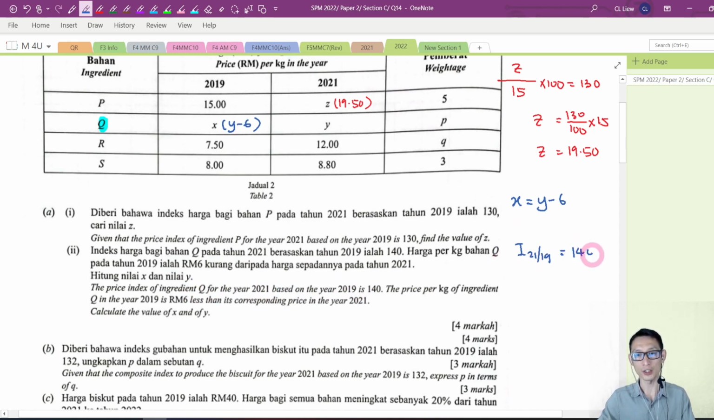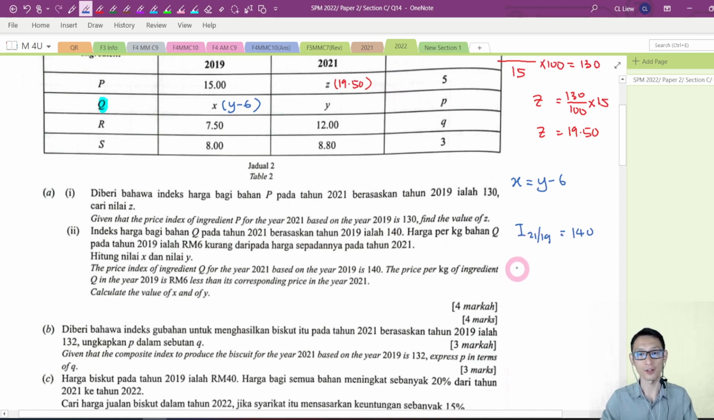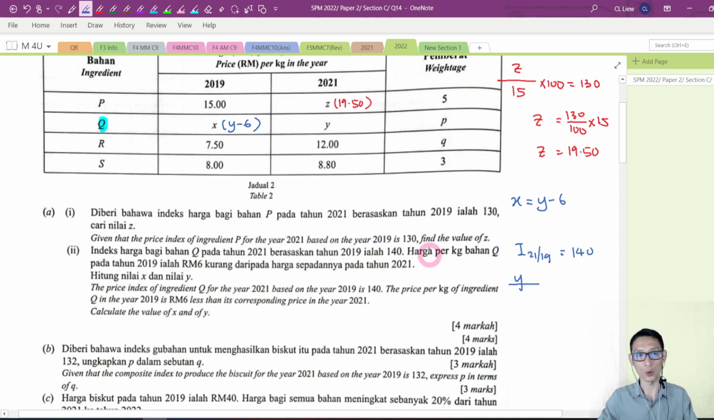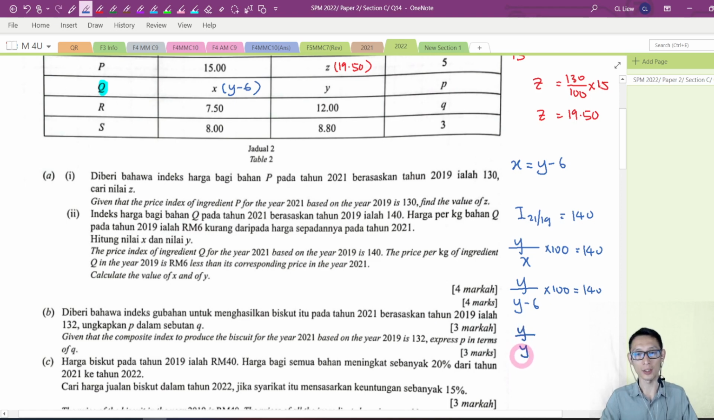This is given by the question, 140. How could we get this price index? Y over X times 100 is equal to 140, right? But now we have two unknowns over here. We don't want two unknowns to exist at the same time, so I'm going to change it to become one unknown. Since I know that X is equal to Y minus 6, I'm going to replace the X by Y minus 6. So Y over Y minus 6 times 100 is equal to 140. Y over Y minus 6 is equal to 140 divided by 100, which is equal to 1.4.